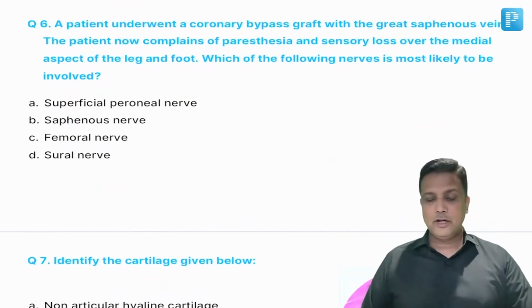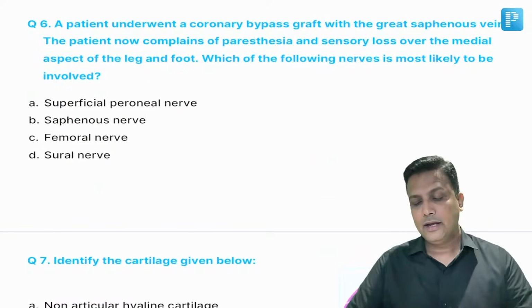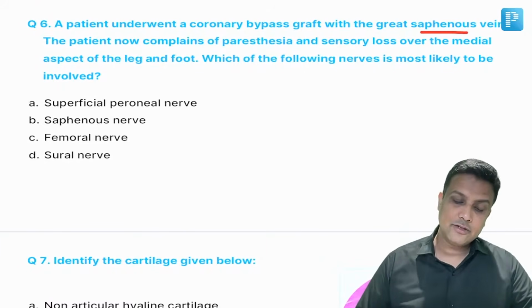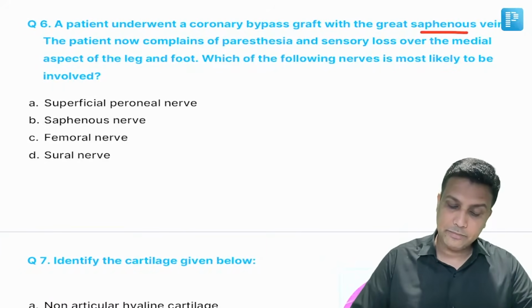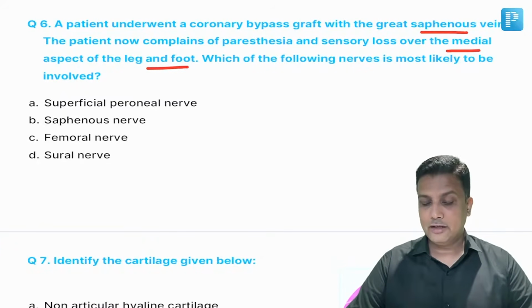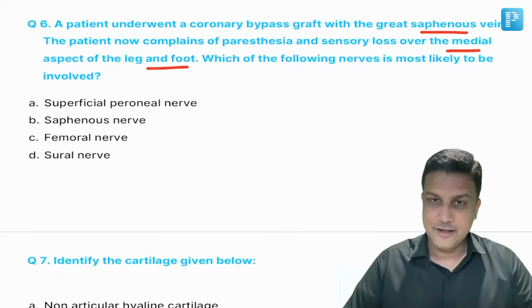A patient underwent coronary bypass graft with a great saphenous vein. Okay. The patient now complains of paresthesia and sensory loss over the medial aspect of the leg and the foot. Okay. So which of the following nerves is most likely to be involved in this condition?